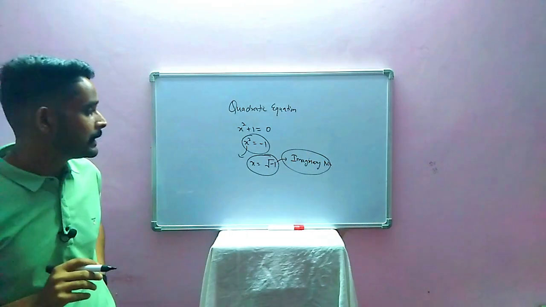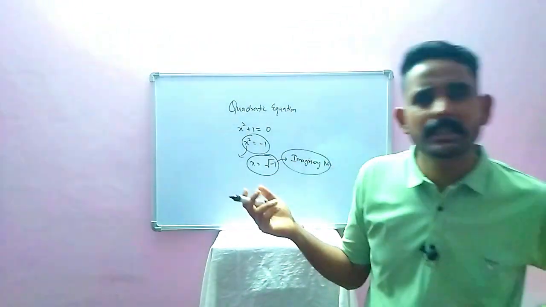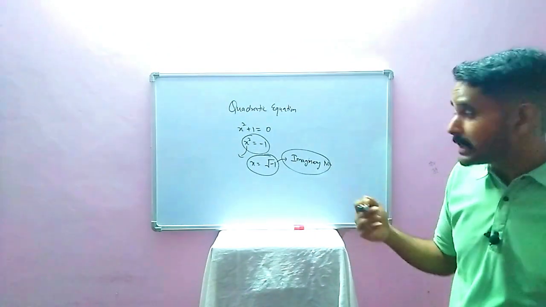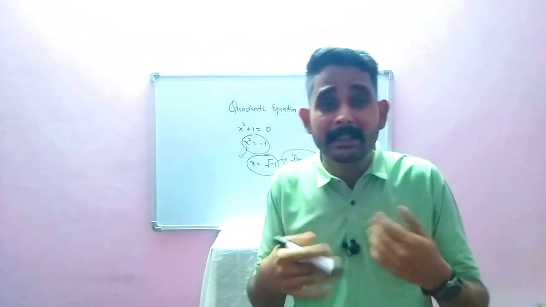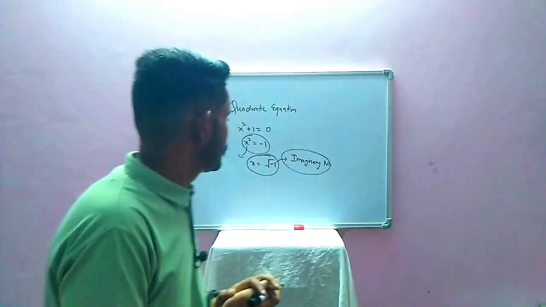Imaginary number is the number which we cannot represent on the number line. We call it imaginary number, as well as real number. Real number is a number in which we represent all the real numbers on the number line.